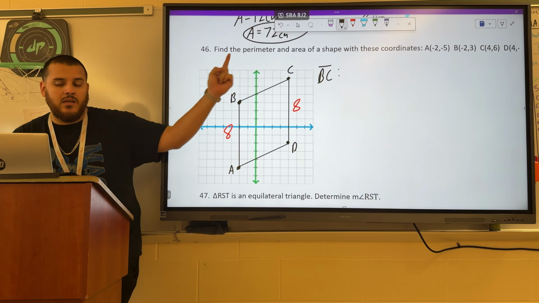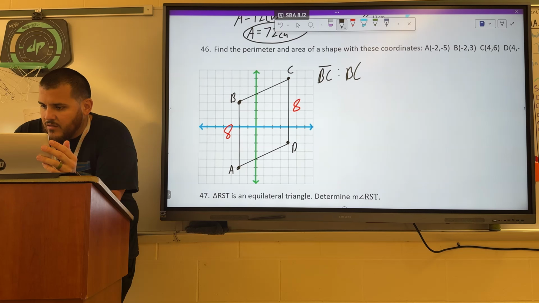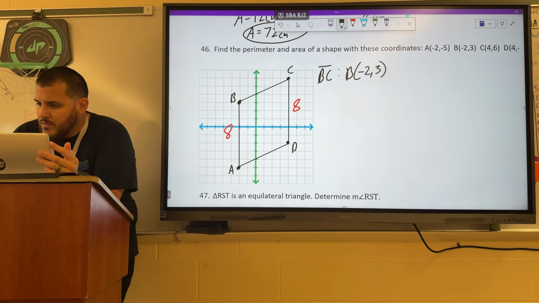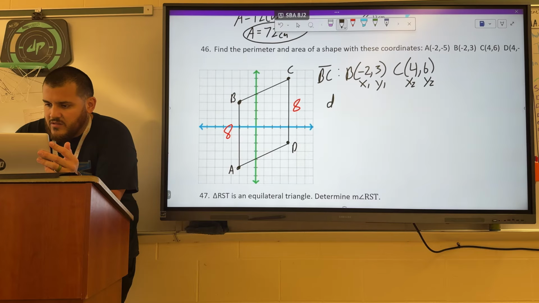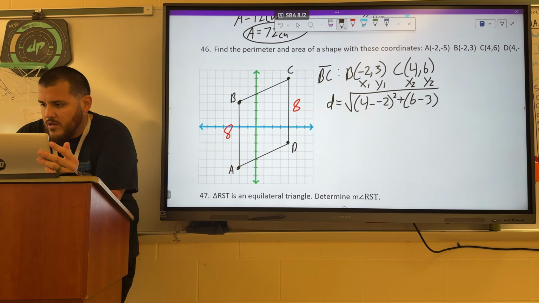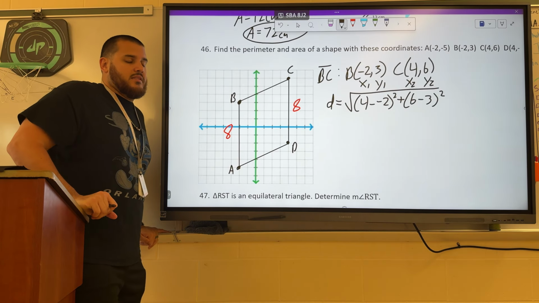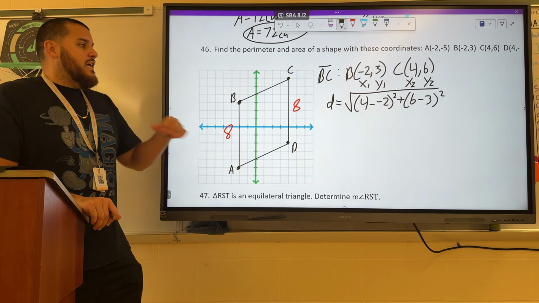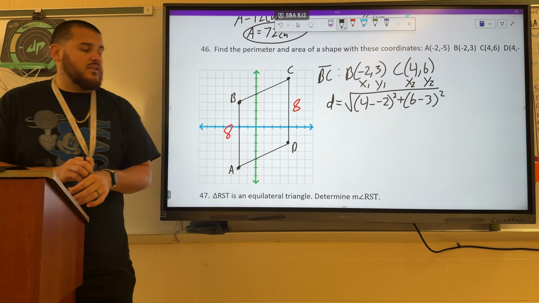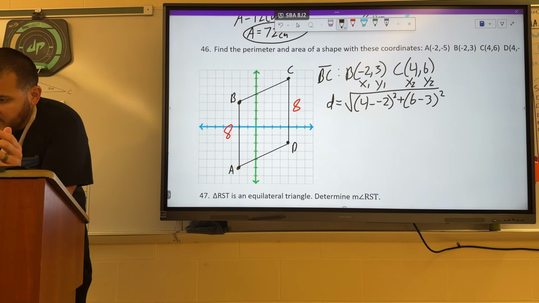So for side BC, because it's diagonal, I'll have to take the location of B at -2, 3, the location of C at 4, 6, label them, and plug them into our distance formula. So (x2 minus x1) squared plus (y2 minus y1) squared, and then calculate the distance from there for those sides, right? If I do the algebra correctly in the distance formula, what am I going to get? I'm going to get the square root of 45 for side BC.